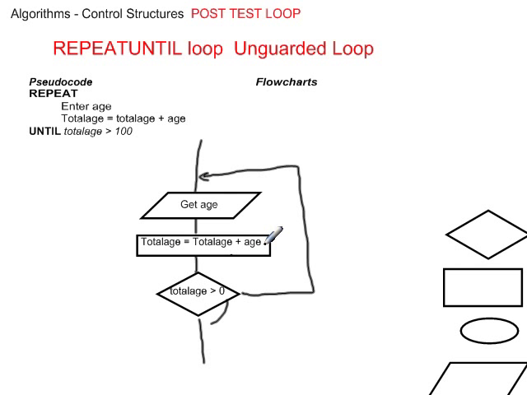We're getting an age, like 10. That 10 is added onto a total, which initially might be 0, so it might be 10 plus 0 is 10. We test, is 10 greater than, this should be 100. I'll make that 100. Is 10 greater than 100? No. It's going to loop back around and keep going to do that until we add up ages which are greater than 100, and then it'll fall through. So there is a post-test loop, also known as repeat until or unguarded loop.